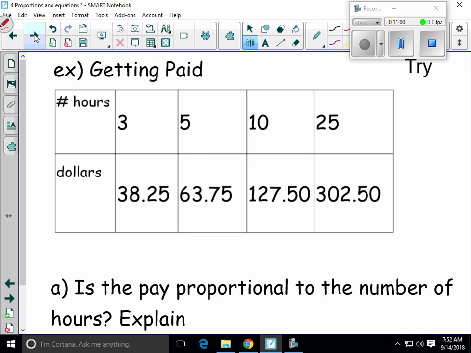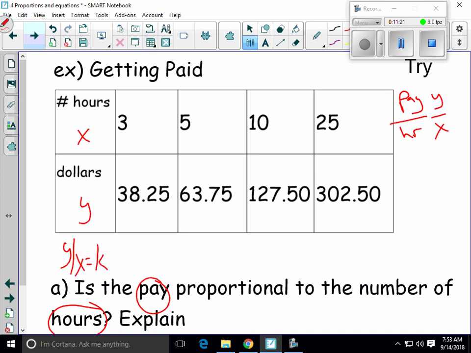Okay, so the pay is proportional to the hours. We're talking about pay and hours, or dollars per hour. Pay is y, hours is x. Y over x. So dollars is y, hours is x. All right, see if you can complete this one, please.